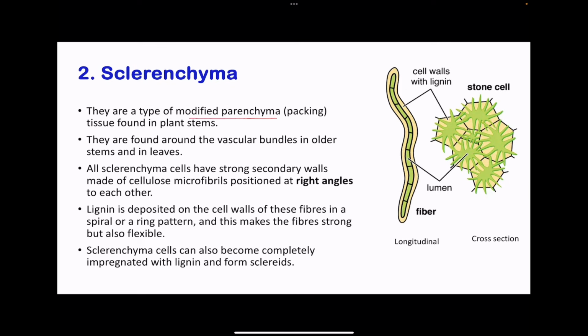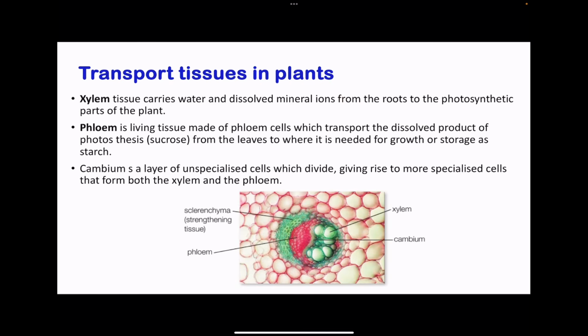Sclerenchyma are modified from parenchyma, which were the packing tissues we saw already. They are found around vascular bundles of older stems as well as leaves. Sclerenchyma cells have secondary cell walls, meaning there is going to be lignification. Lignin is deposited in the cell walls of the fibers in a spiral as well as ring pattern, and this makes the fibers very strong, but they retain their flexibility. Sclerenchyma cells can completely become impregnated with lignin in order to form sclereids.